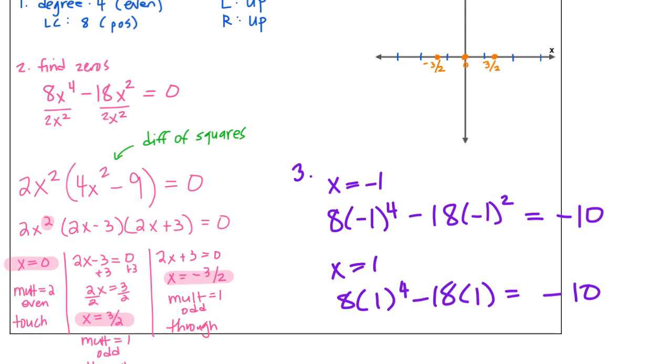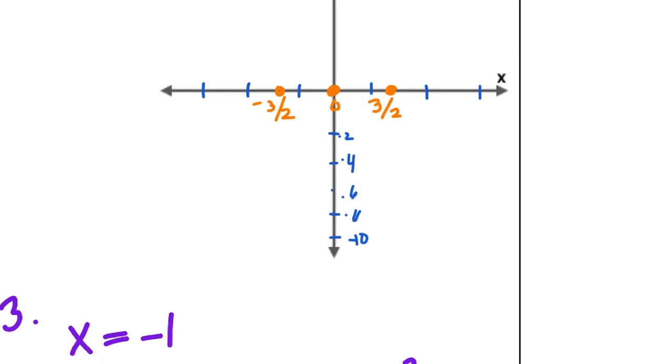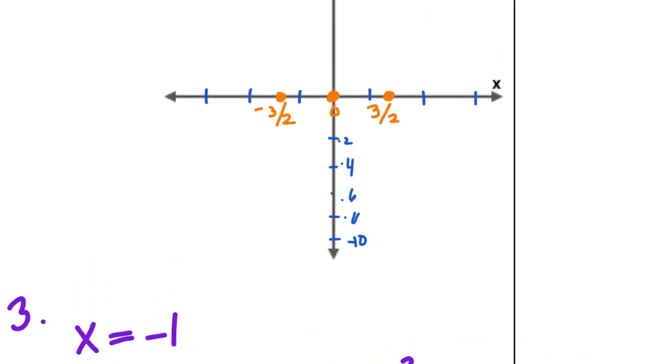So that helps us with our graph because for the y-axis, I'm going to count by 2s. So that 2, 4, 6, 8, 10. These are all negative numbers. That helps because it gives me another point that I can plot. So at -1, it's at -10. And at +1, it's also at -10. Okay, so now I have points.